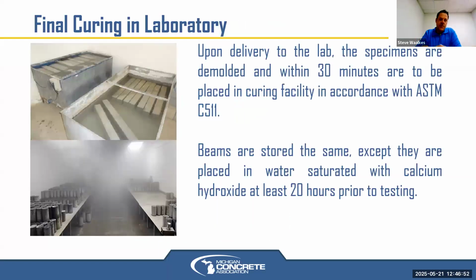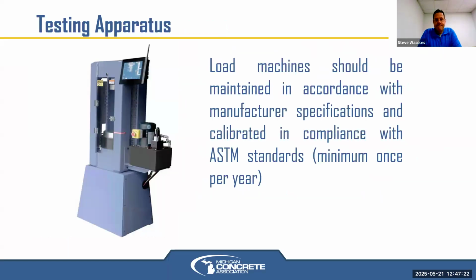Once they're back in the lab, they're typically demolded and then put either in a lime water tank, which has to have a certain amount of lime in it per the specification so that it doesn't leach it out of the concrete, or in a 100% moist cure room like you see in the bottom photo. Regardless, they're kept at 73.5 plus or minus 3.5 degrees Fahrenheit, so 70 to 77 as far as the temperature when they are in the lab. And then loaded at the appropriate age, and then the strength recorded as a result of that.